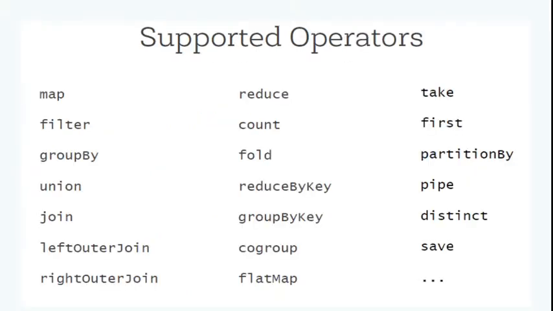Here you can see the operators. Any language has some operators, and likewise we have operators like map and filter. Filtering means, for example, deleting null values. We also have group by, union, join, left outer join and right outer join. Those are some of the operators we are using. Here you need to see pipe. Pipe is nothing but pipeline.